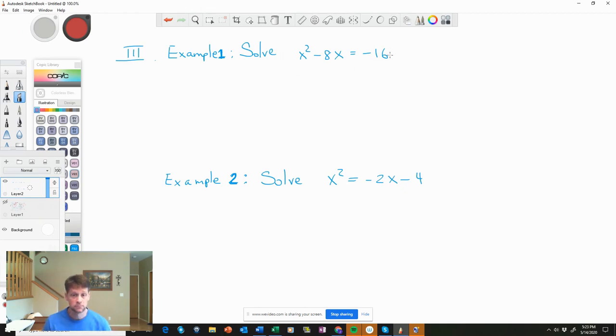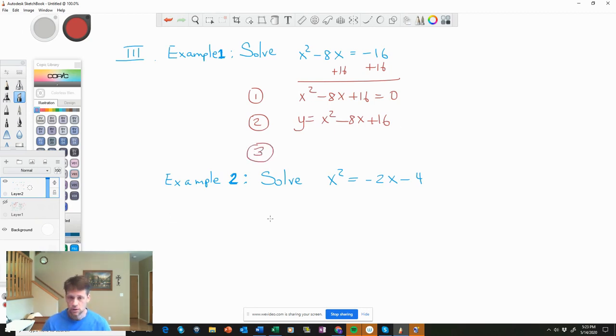Now, is this in standard form? No. So let's add a 16 to both sides to get it in standard form. So x squared minus 8x plus 16 equals 0. All right, that is step 1. Now, step 2, we're going to write the related function. So we're going to replace the 0 with a y. Step 3, we are going to graph it, and we're going to look for the x-intercepts, and those will be the answers. And I'm going to guess I'm probably going to get 2 answers. That's what I got last time.